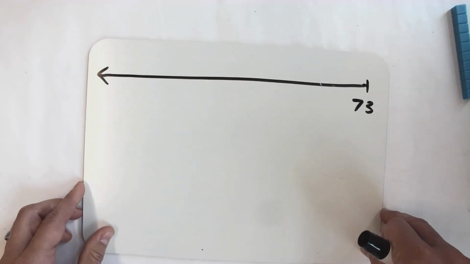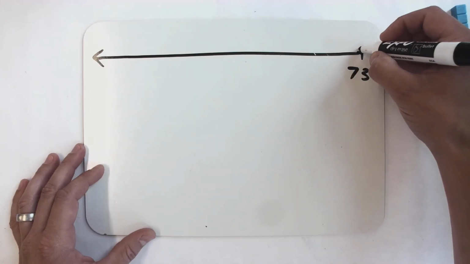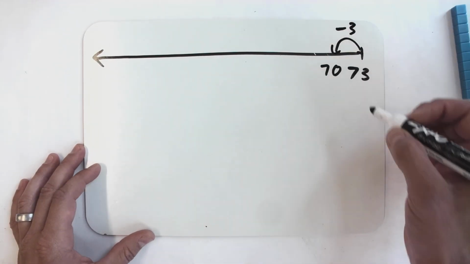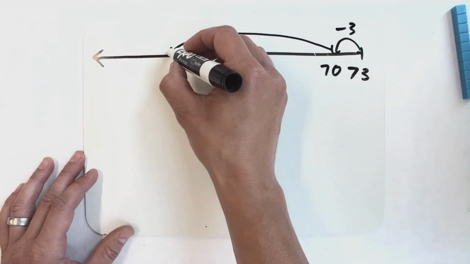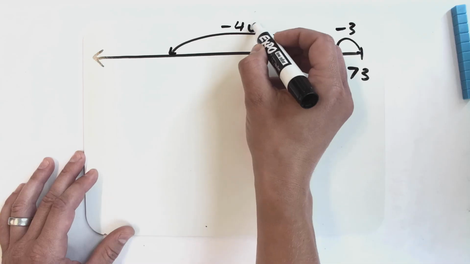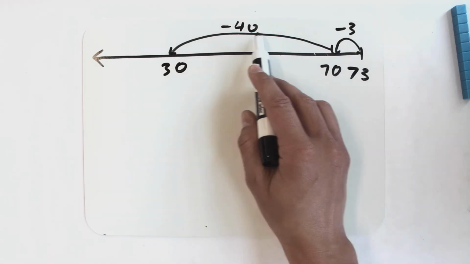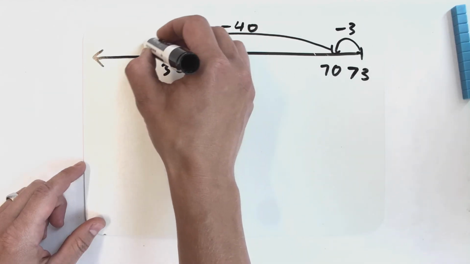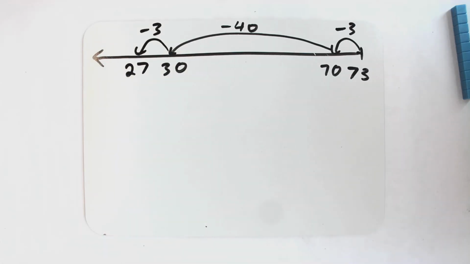So that's what it looks like on our number line in our representational model. The first thing that we did was we subtracted 3. That got us to 70. Then we subtracted 40, which took us all the way down to 30. We've only subtracted 43 so far. We need to subtract 46, so we need to subtract 3 more, which gets us all the way down to 27.